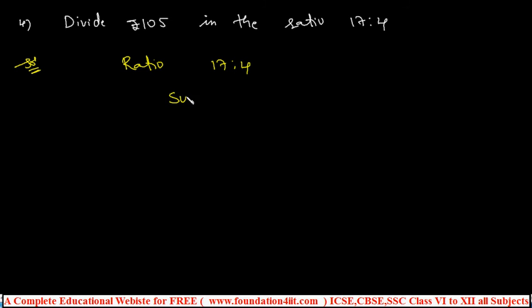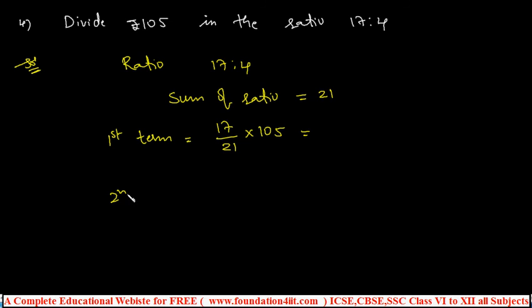So first we need to find the sum of the ratio, compulsory. The sum of the ratio is 21, right? 17 plus 4, 21. So if we need the first term value, that is the first ratio, 17 by the total ratio into how much we should divide, 105. Okay, this you can calculate. Similarly, the second term, the second ratio by the sum of the ratio into how much we should distribute or divide, that one you can take.